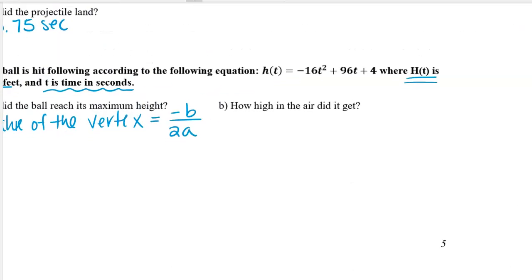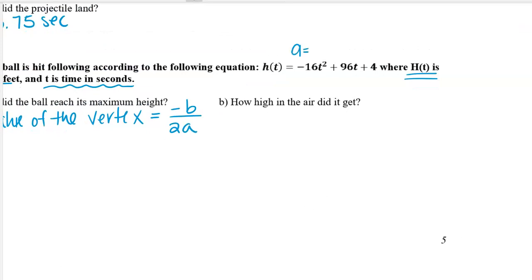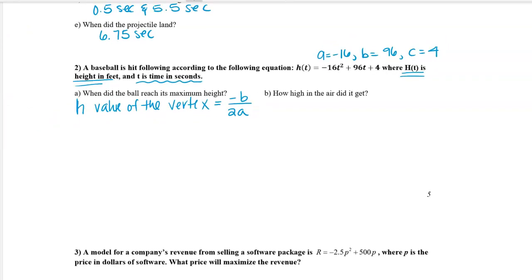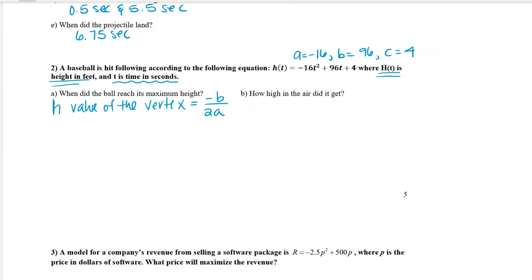And how do we find the H value of the vertex, Val? Good. Okay, so now Val, on our equation, A equals what? Good. B equals? Great. C equals? Beautiful. Let's plug it in, y'all. Negative B gives us negative 96 divided by 2 times A, which is negative 16. So Kyle, what is 2 times negative 16? So it's negative 96 divided by negative 32, bud? 3. Do you guys all agree with that?